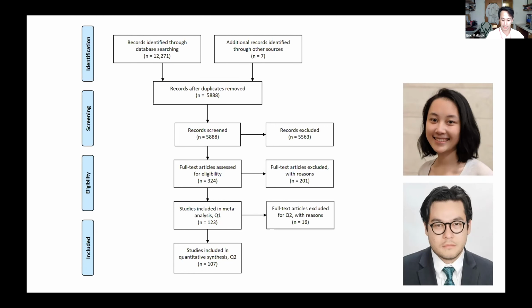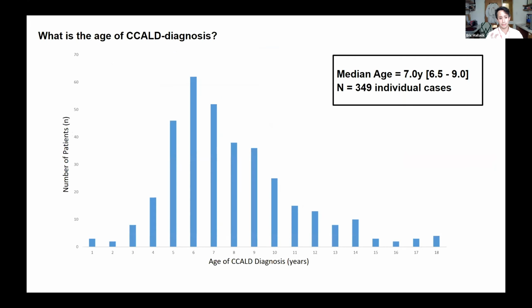And then two, how is it diagnosed? So the natural history data essentially tells us that we know by the age of 10, 30% of boys will develop it. But what does the age distribution look like between the ages of 0 and 10? From those studies, we were able to extract individual data on 349 individual cases, and we came up with this distribution curve. The median age of onset is 7, with an interquartile range of 6.5 to 9 years old. That means the middle 50% lives somewhere between 6.5 and 9.